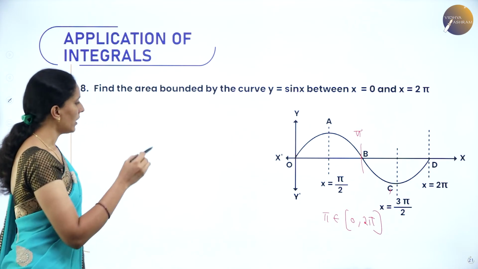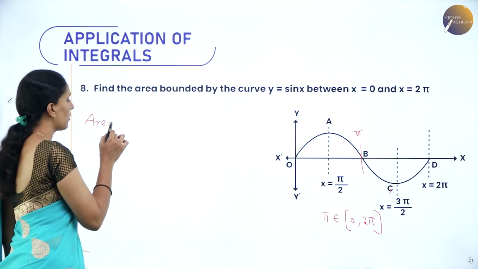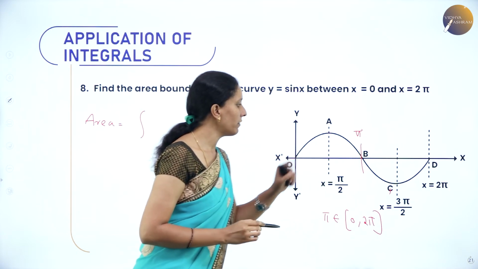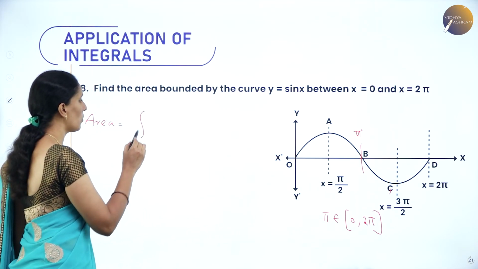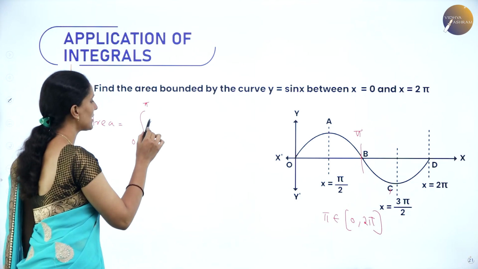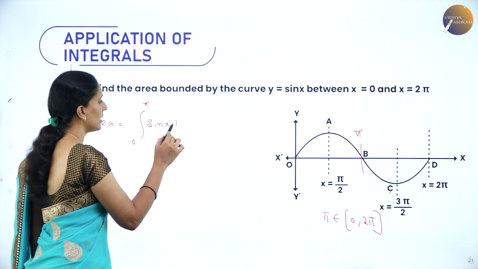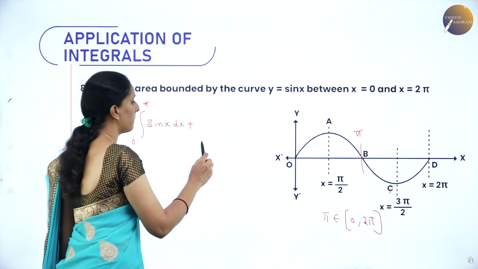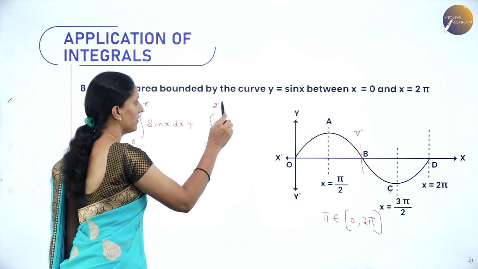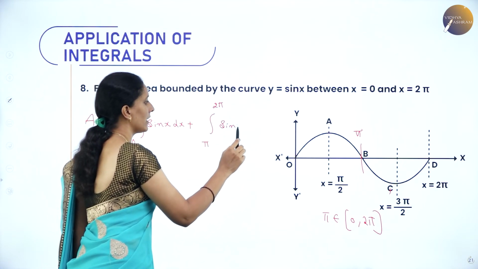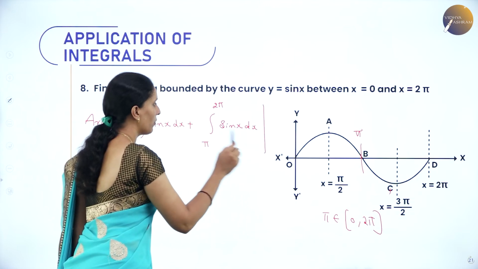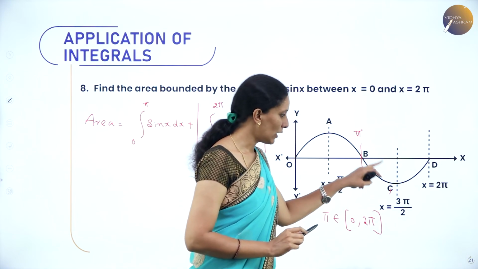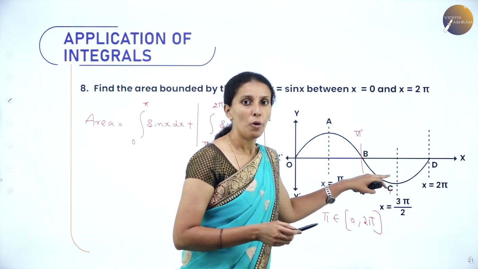So let me take here the total area is equal to the first one. This is the origin, from 0 to pi we are calculating. So therefore it is 0 to pi. The function is given as sin x. So sin x dx plus, and here it is pi to 2 pi. Again the function given is sin x dx. Here we have to take the modulus of this function because the curve lies below the x-axis. We have to make the area positive.